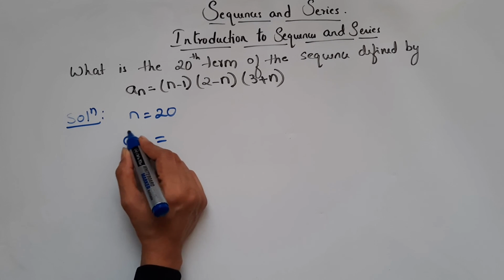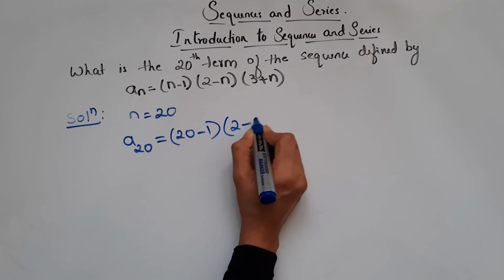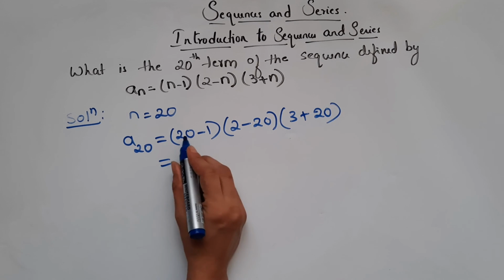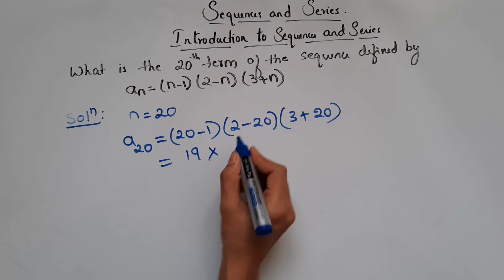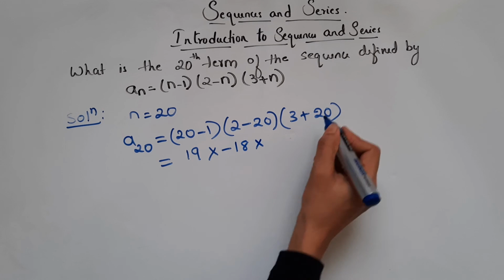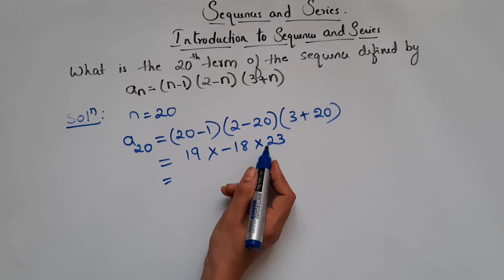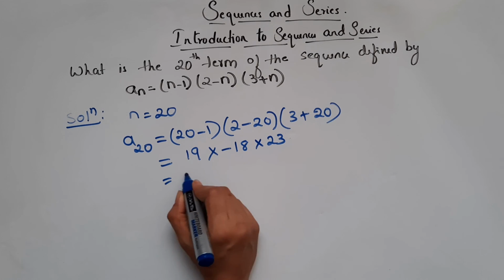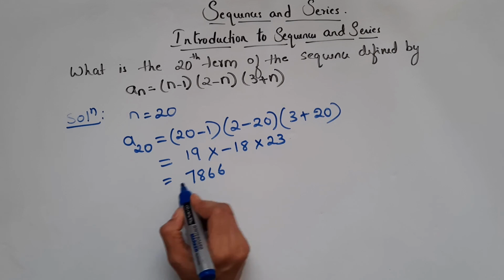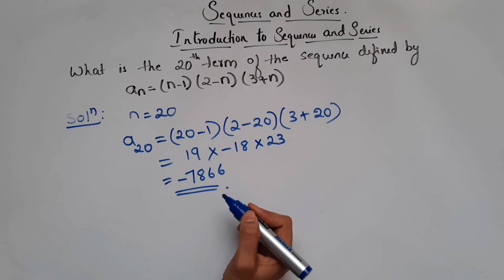So a20 is nothing but the 20th term. 20 minus 1 into 2 minus 20 into 3 plus 20. This will give you 20 minus 1 is 19, into 2 minus 20 is minus 18, into 20 plus 3 is 23. When you multiply 19 into 18 into 23, that will give you 7,866. Plus into minus is minus, minus into plus is minus. So this is your 20th term.